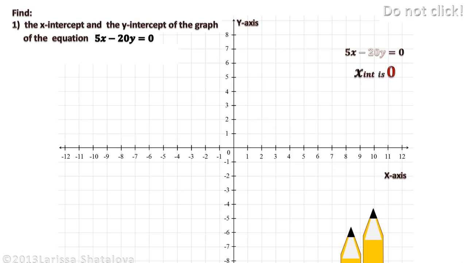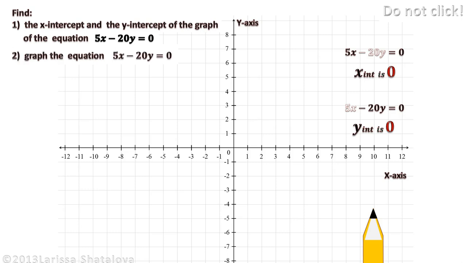After that, we are looking for the y-intercept. For the y-intercept, the x-coordinate of this point is 0. So the term with y is visible and the term with x is invisible. So we have to solve negative 20y equals 0. We have to divide by negative 20 on both sides. 0 divided by negative 20 is 0. So the y-intercept is 0.